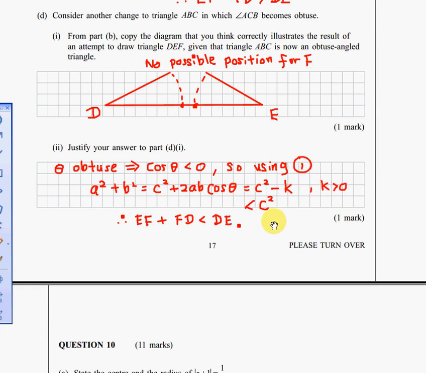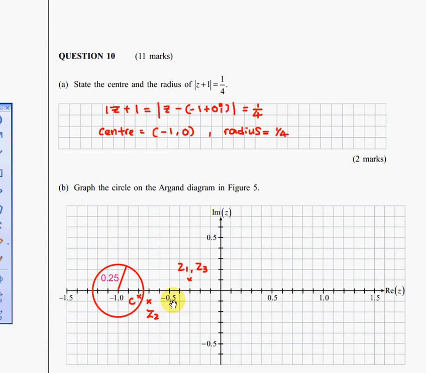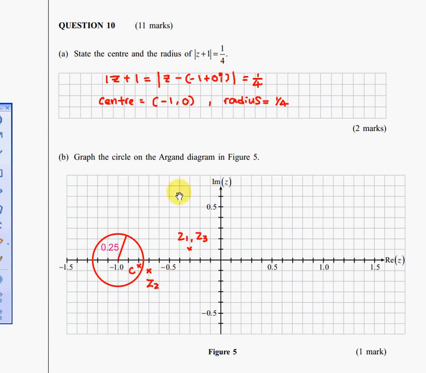The justification now is that cosine theta is negative because theta is obtuse. Think about why this is true, and you should be able to solve this. The next one is a common mistake. A lot of students made this mistake, even in the final last year. If you rewrite this in this form, you should be able to see the center is negative 1, 0, and the radius is 1 over 4, not half.